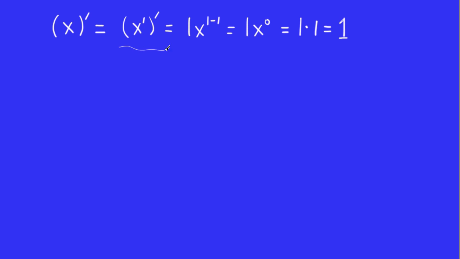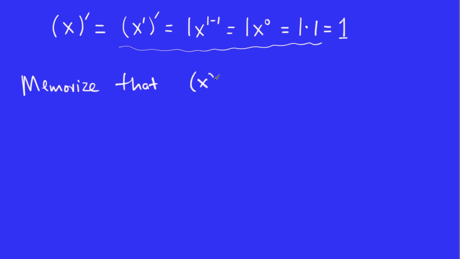I find going through all this here is kind of annoying. You don't want to do that every single time. So what I would suggest is just memorize that the derivative of x is 1, okay? Whenever you come to finding a derivative of x, just don't bother using this power rule. You could, but it's kind of a waste of time. Just remember the derivative of x is 1, okay?